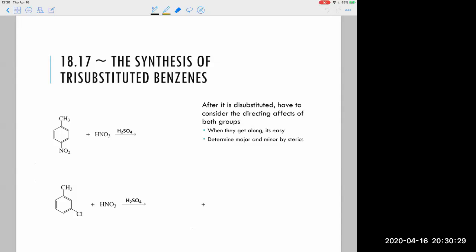All right, so now what happens when you have two different groups? Everybody take a second and figure out which site these two groups would try to direct to. You can just mark it on your benzene ring here.